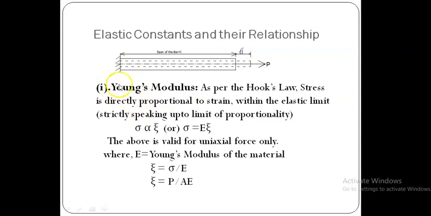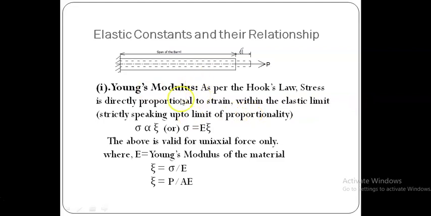So there are totally 4 elastic constants that we are using for studying the elastic behavior of different materials. The first one is Young's modulus of material, then Poisson ratio, bulk modulus and shear modulus. So these 4 elastic constants are used. And let us see, first one is the Young's modulus.